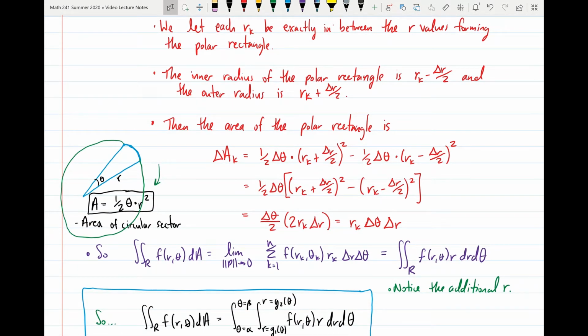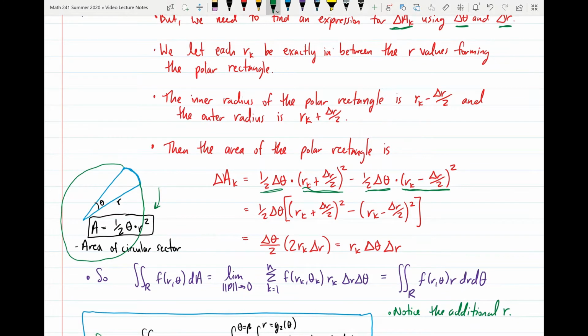So the area of our specific polar rectangle is going to be equal to 1/2 times delta theta times r sub k plus delta r over 2 squared. So notice that this is the outer radius squared, minus 1/2 times delta theta times r sub k minus delta r over 2 squared. So this is the inner radius squared now that we just found out. And so geometrically what's going on here, you can think about our polar rectangle being this thing in red right here.